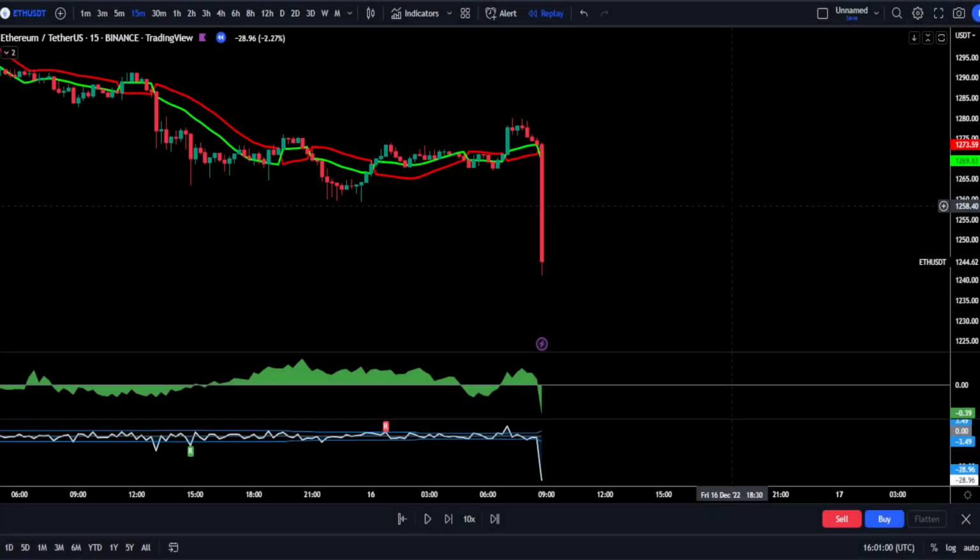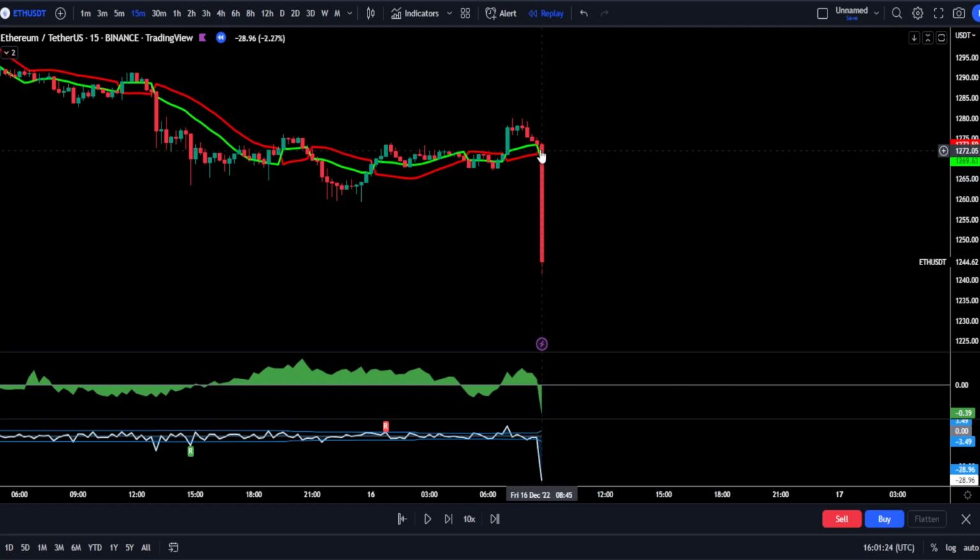Okay, so the whole idea behind this strategy is to get us into the trend at the best possible price, to minimize our losses when the market is moving sideways, and to maximize our profits by letting our winners ride. So the rules for entering a short position are very simple.